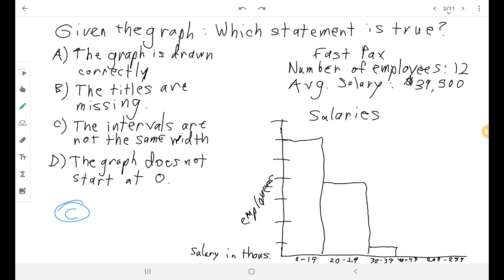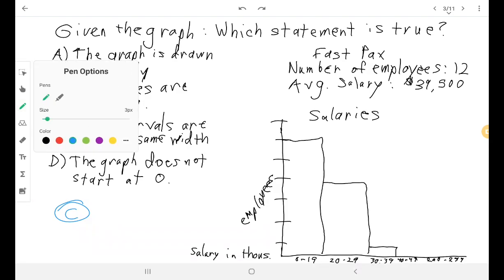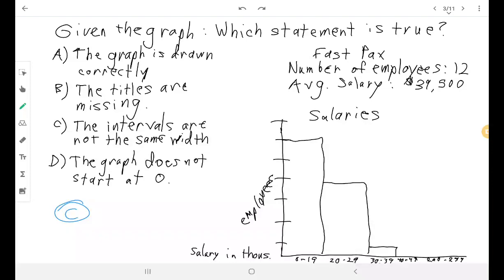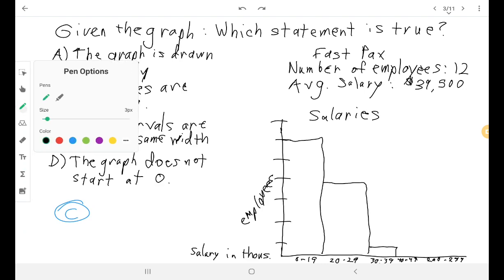Oh, whoops, I went back too far. There, let me redraw that. Oops. Need to be on black.